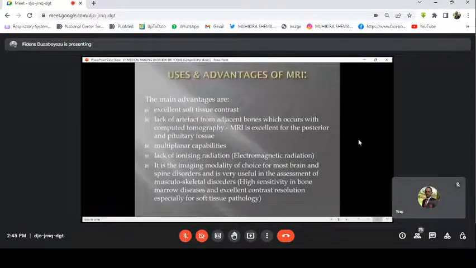So, the advantages of MRI then. The main advantages are these. Number one is excellent soft tissue contrast.